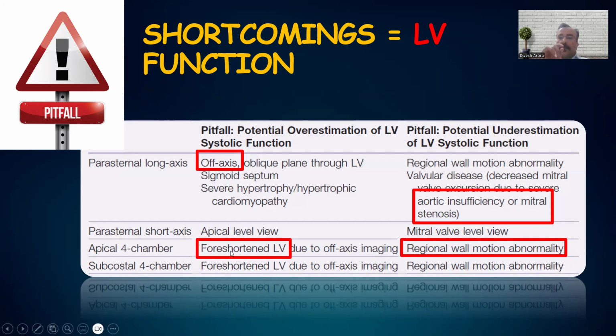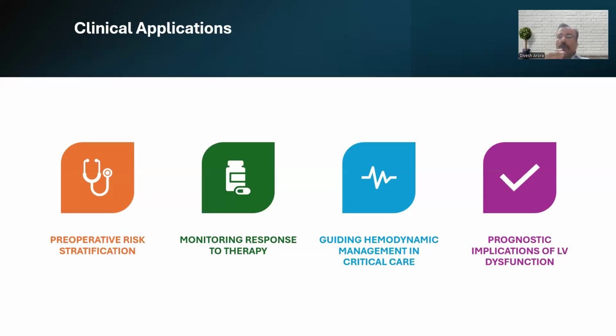Similarly, in the apical four chamber view, as I said, if there is a foreshortening of the LV apex, then you will get an overestimation of the LV systolic function. How can we get underestimation of the LV systolic function? If there are any regional wall motion abnormalities, or if there is aortic insufficiency or mitral stenosis in the parasternal long axis view. And similarly for the apical four chamber view, if there are regional wall motion abnormalities, then you might not get the exact values.